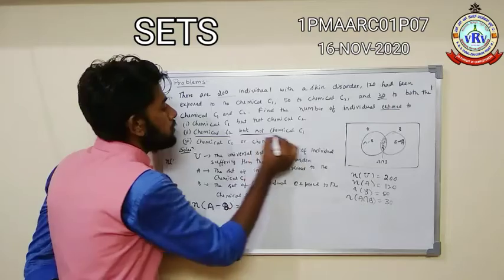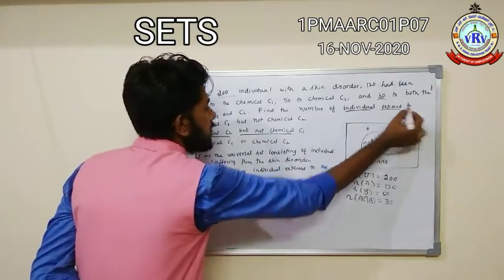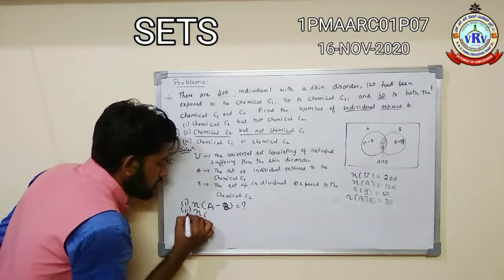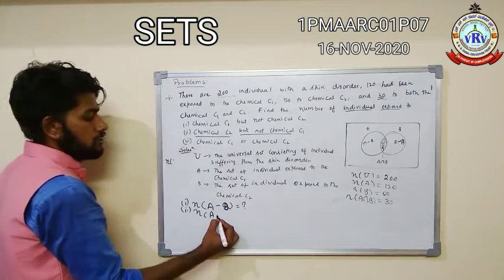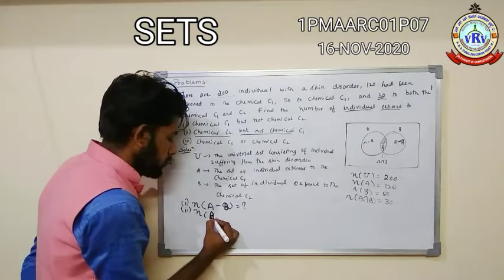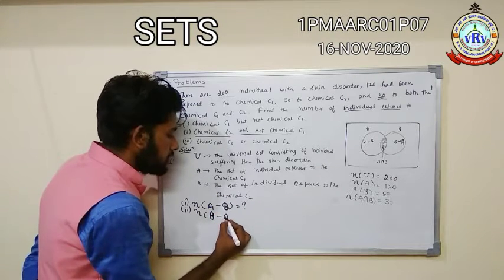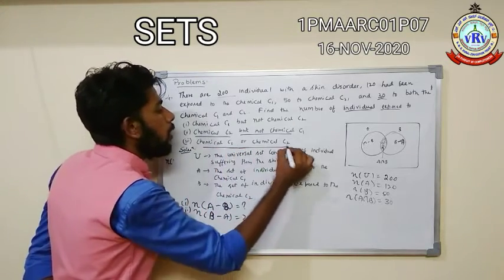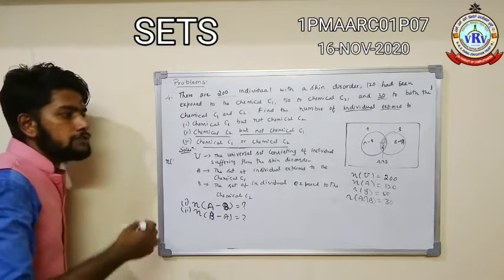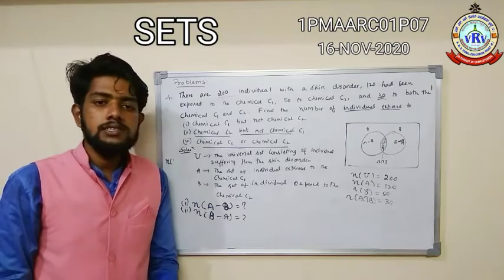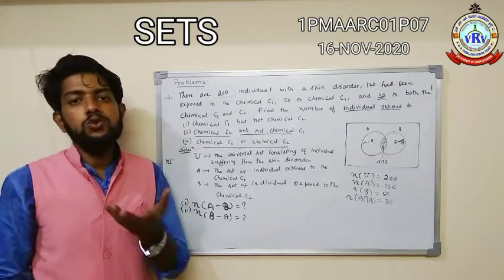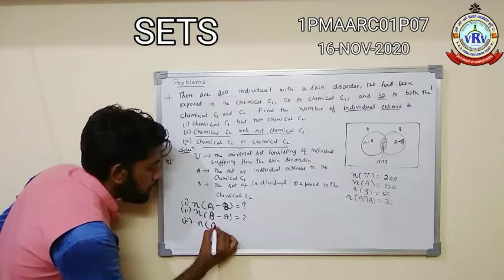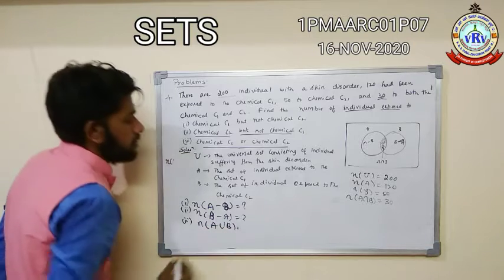Next, chemical C2 but not chemical C1, individuals exposed to chemical C2. The second problem is to get the number of individuals exposed to the chemical C2, the set B, minus set A. This we have to find. The next one, chemical C1 or chemical C2. If any elements belong to the set A or set B, that means the union of A and B. So the third one we have to find is N of A union B.